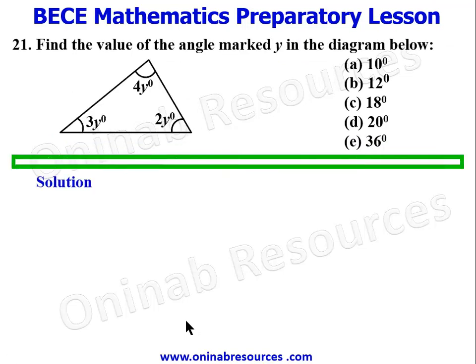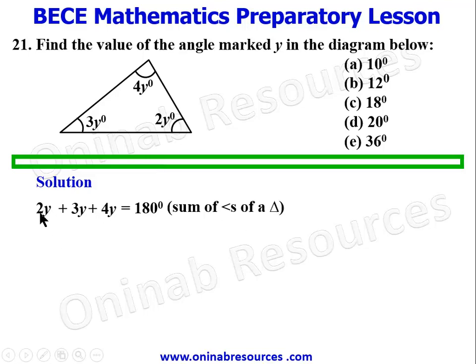For problem 21, find the value of the angle marked Y in the diagram below. So to find this, we again know that the sum of angles of a triangle is 180 degrees. So we are going to add all this, equate it to 180 degrees. That will be 2y plus 3y plus 4y is equal to 180 degrees. The sum of angles of a triangle.